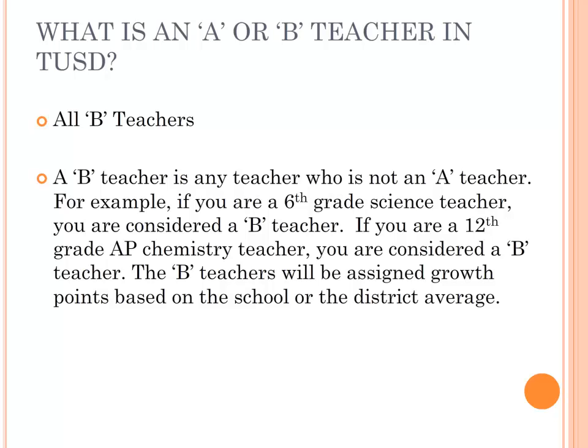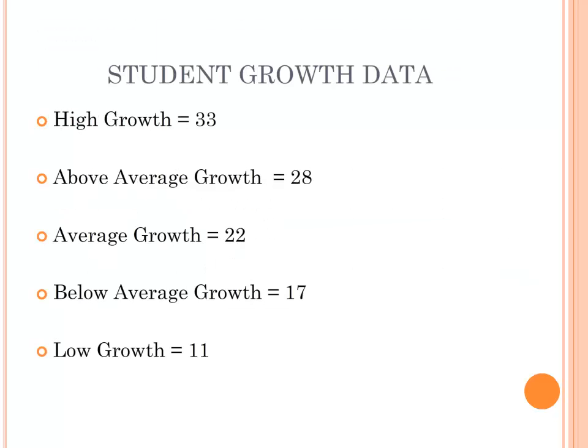For example, if you are a 6th grade science teacher, you are considered a B teacher. If you are a 12th grade AP chemistry teacher, you are considered a B teacher. The B teachers will be assigned growth points based on the school or the district average. The growth points for the teacher evaluation is divided into 5 categories. Teachers will be assigned points based on student growth.